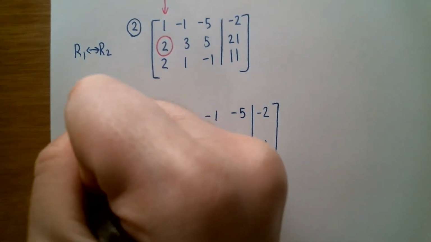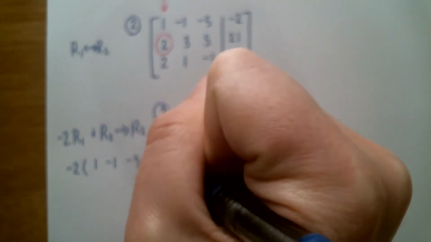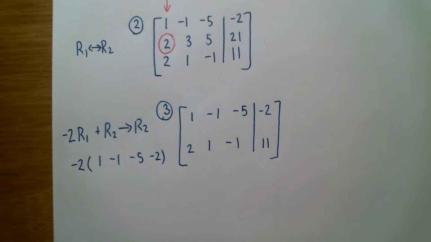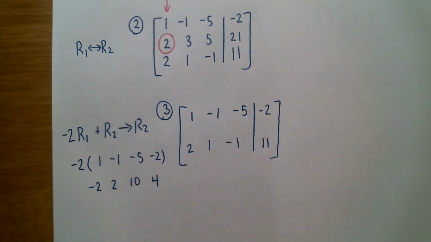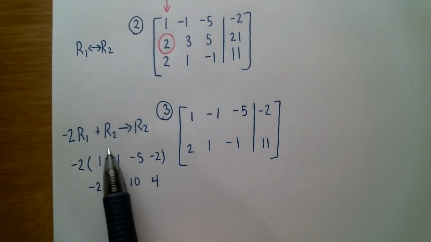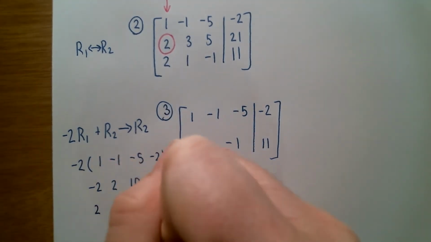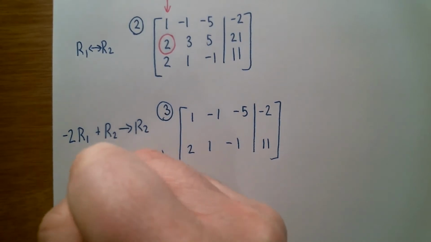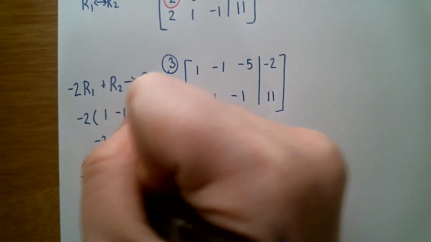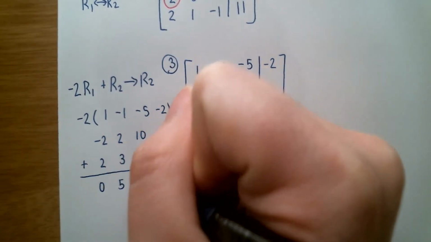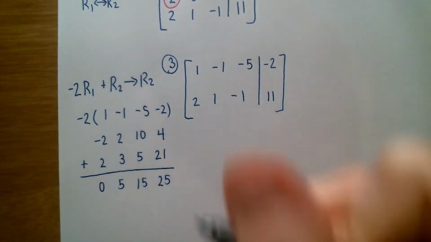And then I'll go out to the side and do the work for the new second row. We're going to do -2 times row 1. So we're going to multiply all of row 1 by -2. That's going to give us -2, +2, +10, +4. Add this to the second row, which is right here: 2, 3, 5, 21. We're adding, and we will get -2 plus 2 is 0, 2 plus 3 is 5, 10 plus 5 is 15, 4 plus 21 is 25. There's your new second row.